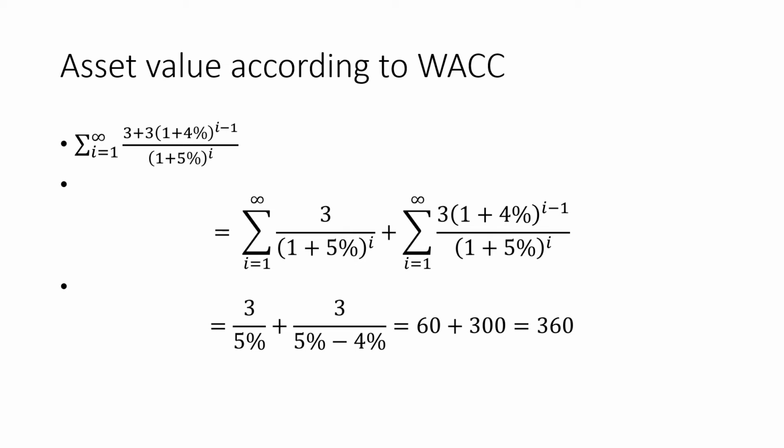Here we can separate them into two terms. The first term is the value of debt payment discounted by WACC. The second is the value of equity payment discounted by WACC. So the first term is 3 over 5%. You get 60. The second is 3 over (5% minus 4%), where 4% is the growth rate of dividend. So the answer is 300. The two terms added together give $360 million.